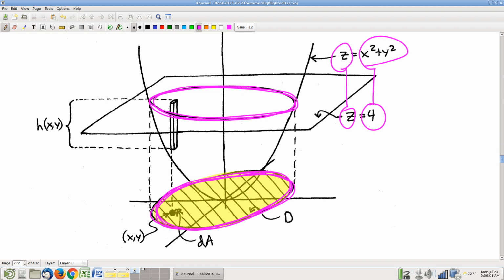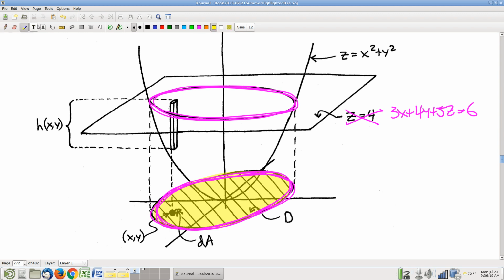Please don't make the mistake of just taking whatever you see in one equation and setting it equal to whatever you see in another equation. What if this plane, instead of being z equals 4, had been 3x plus 4y plus 5z equals 6? I can't tell you how many times I see students set these equal, just feeling like, isn't this what you're supposed to do? Just set this algebra equal to that algebra. And of course, that's not a thing.